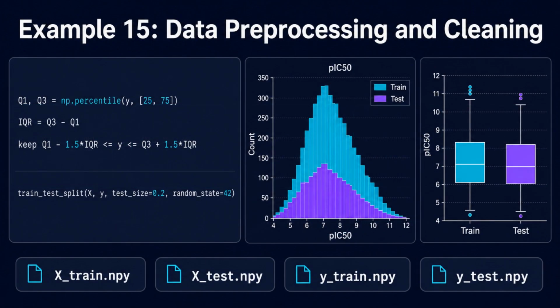Example 15 is data preprocessing and cleaning. First, remove outliers with the interquartile range rule. Compute the first and third quartiles of pIC50 and drop anything more than 1.5 times the interquartile range outside them. Then split the remaining data 80-20 into training and test sets with a fixed random seed. Plot the pIC50 distribution for both sets as a histogram and a box plot to confirm they look alike, and save the 4 arrays for the modeling examples that follow.